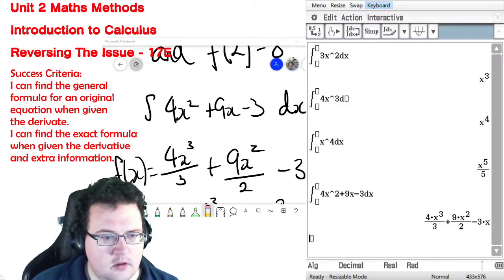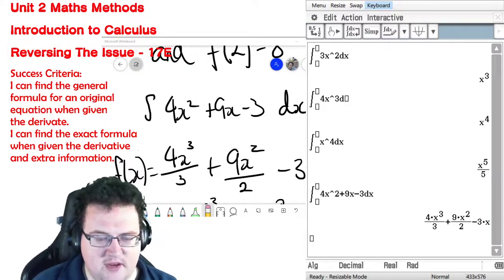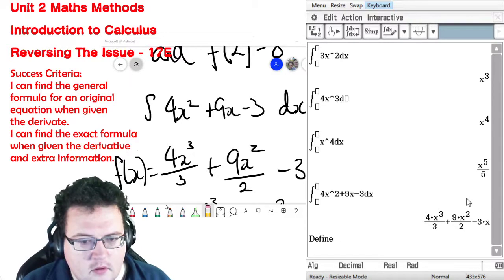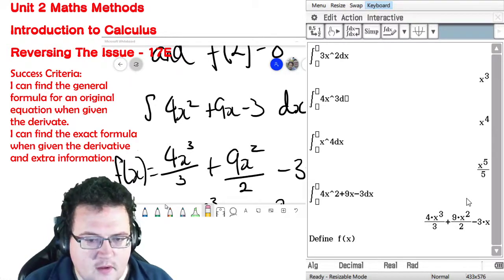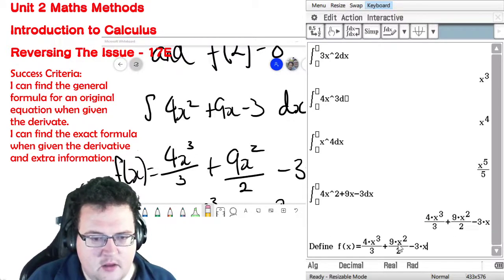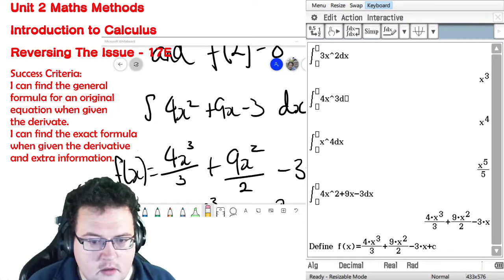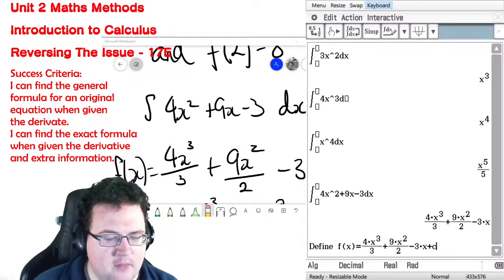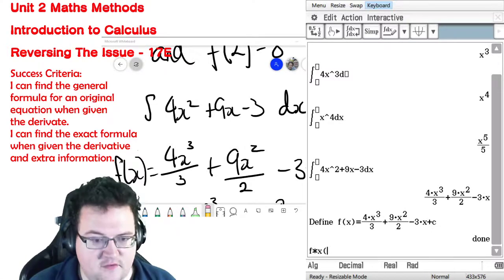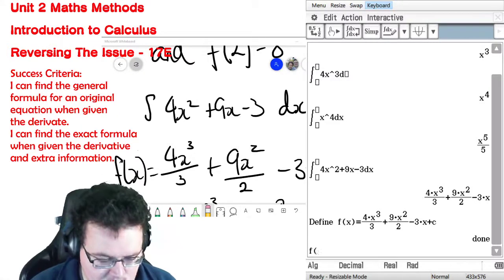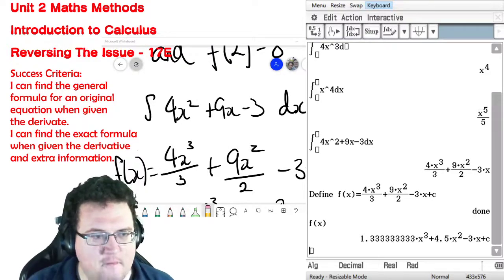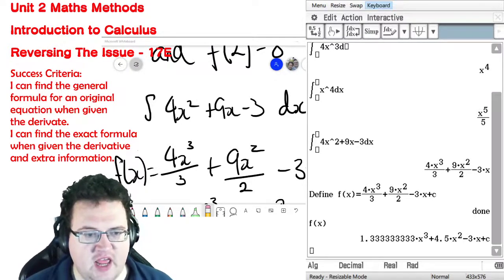Then, and this is the important bit, I can then define f of x as being that plus c. I can add my plus c in myself. So when I type in f of x, it spits it out for me with the plus c on it now. So I have manually put the plus c in myself, and I have now defined it.